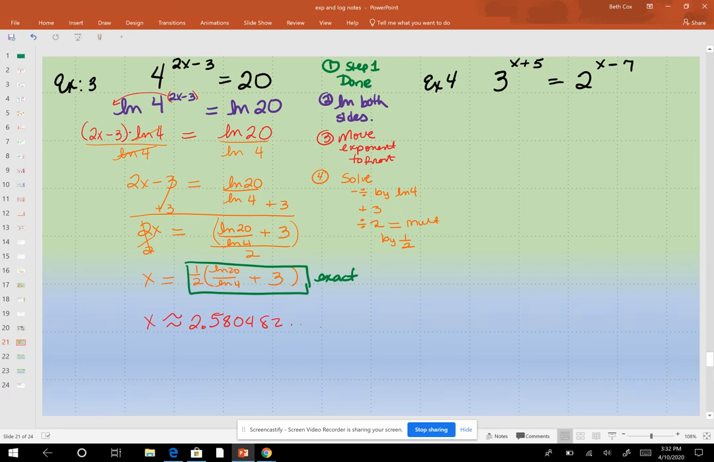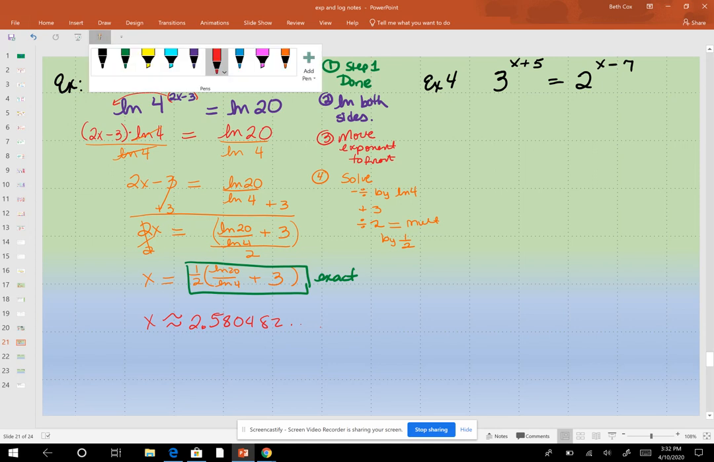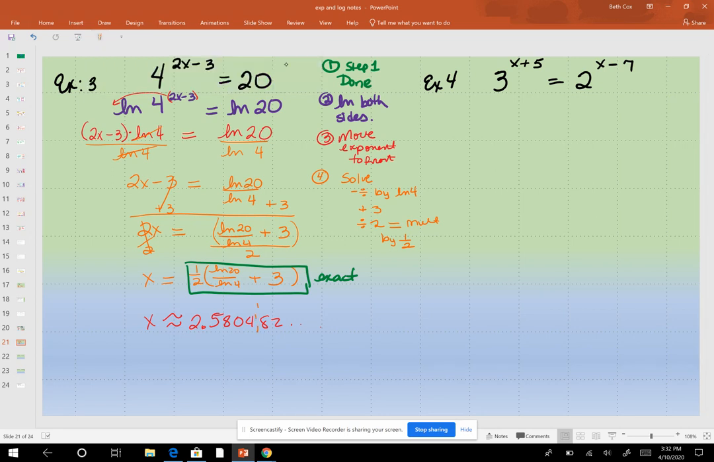And it just depends on what you're asked to do. If you're asked to round to the 10,000th place, that would be 4 decimals. You might be asked to round to 4 decimals. So if I were to round to 4 decimals, then it would be 2.5805. So just read your instructions. You never know what they're going to ask you to round to, so that's why I'm doing both.